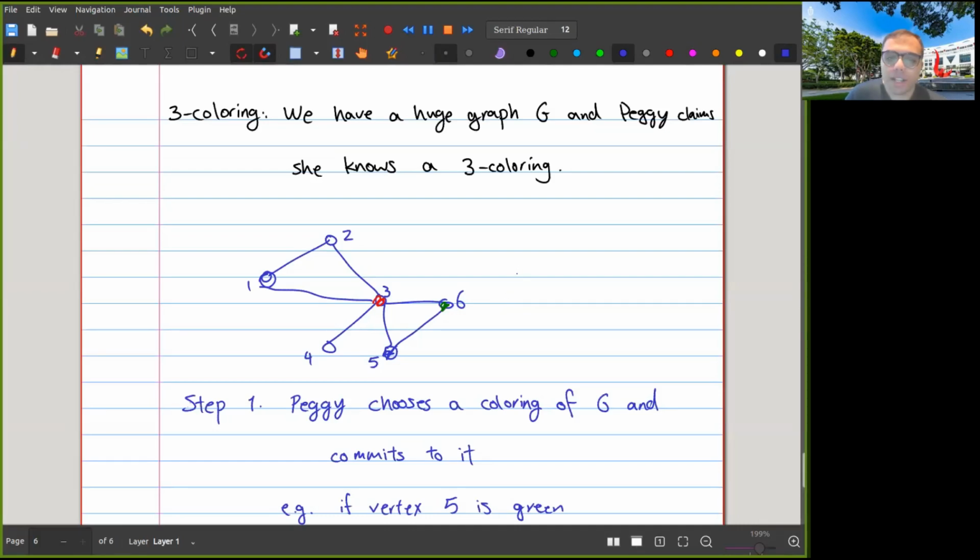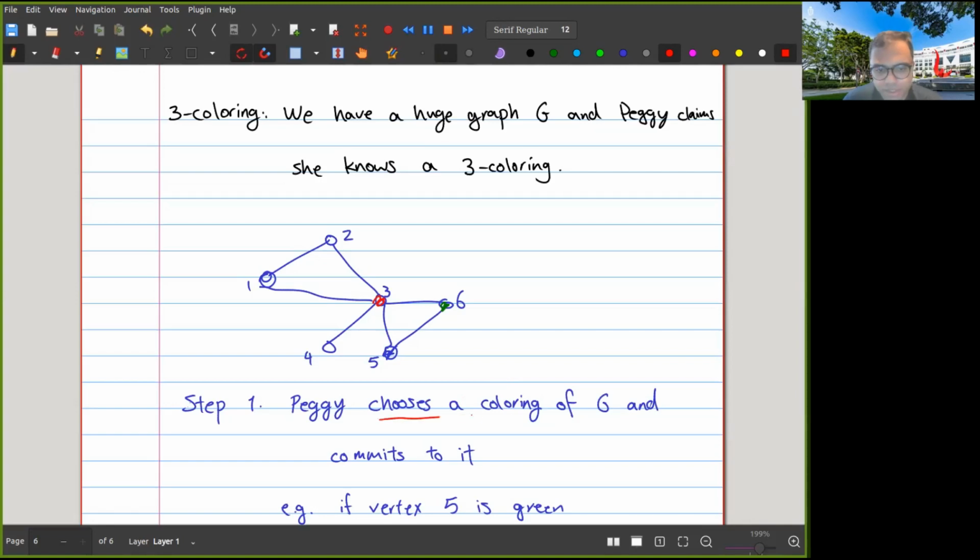But if she knows one way, she knows at least 6 ways of doing this coloring, right? Because I can change the order of my colors. I can do any permutation on my colors. I can change all of the reds to blue, all of the blues to green, all of the greens to red, right? So actually here, when I say Peggy chooses a coloring, I know that she has at least 6 choices, okay?